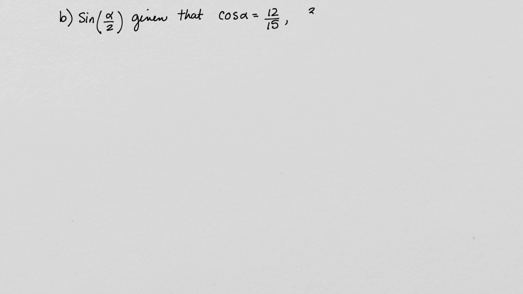B. Find the sine of alpha over 2 given that the cosine of alpha is equal to 12 over 15 and alpha is between 3 pi over 2 and 2 pi.